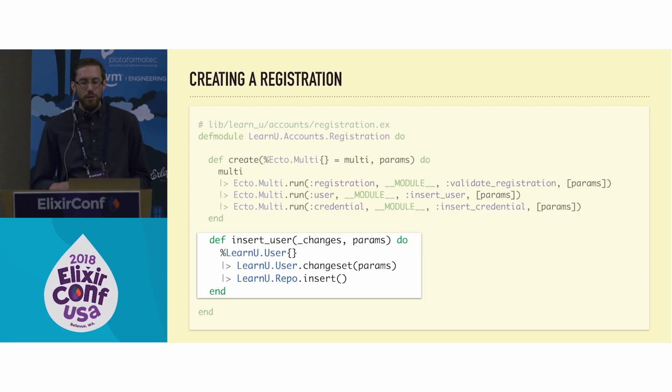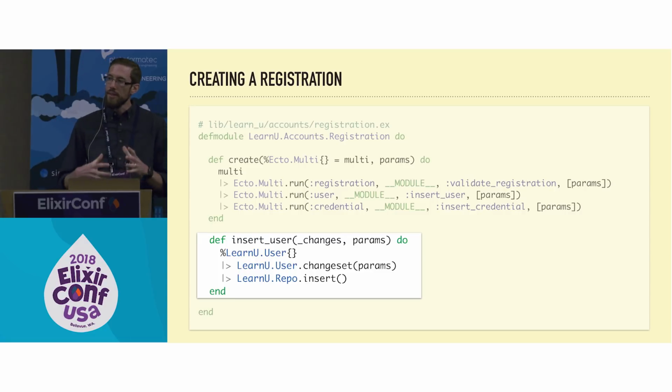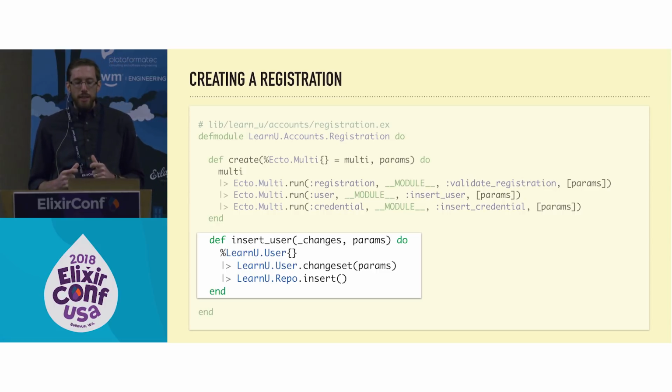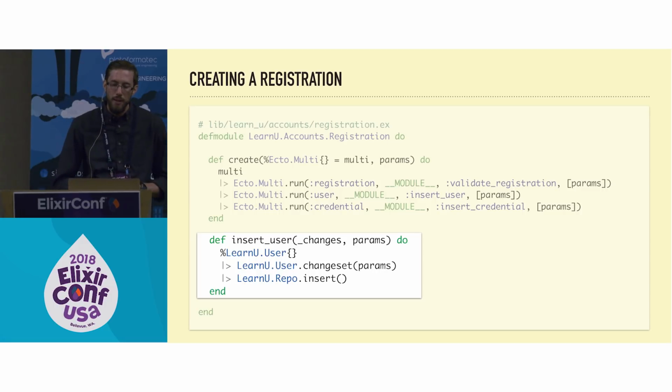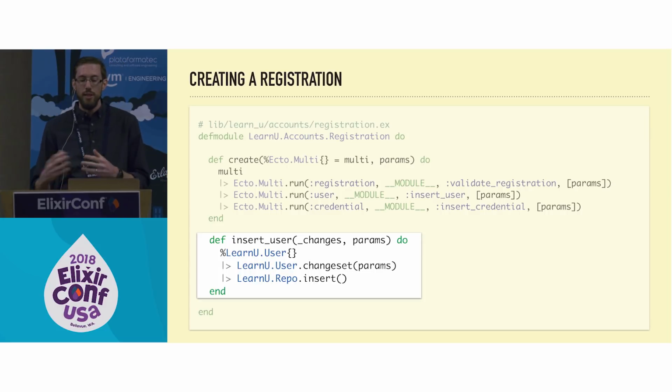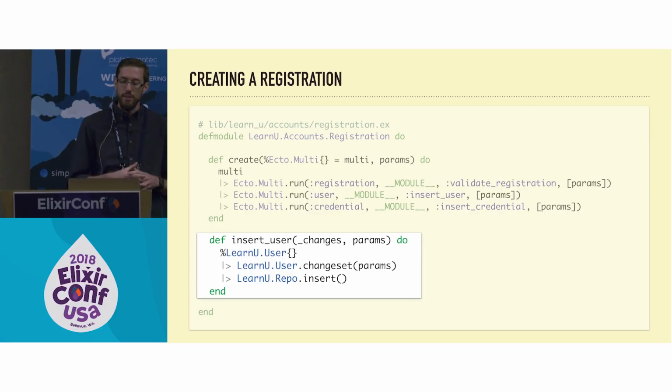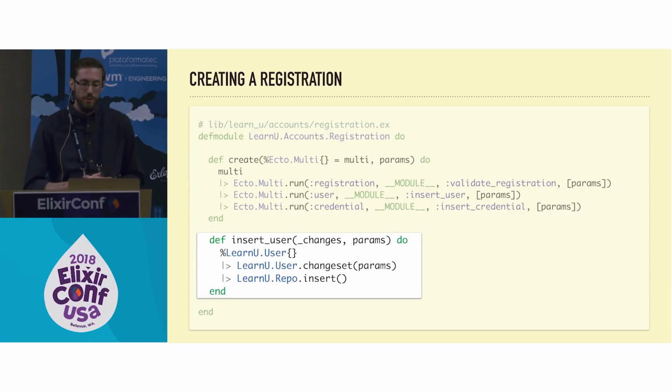The insert user function should look familiar to anyone with Ecto experience. It builds a changeset based on the parameters from the form and attempts to insert the record into the database. This function executes only when the validate registration function returns a successful response. And I'm leaning on the Repo.insert function here to return either an OK tuple on success or an error tuple on failure. Ecto.Multi handles that response in the same way, storing the user struct in its map of changes on success or returning the user changeset with errors on failure.